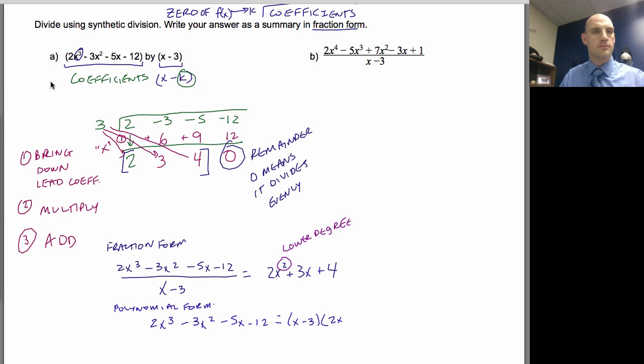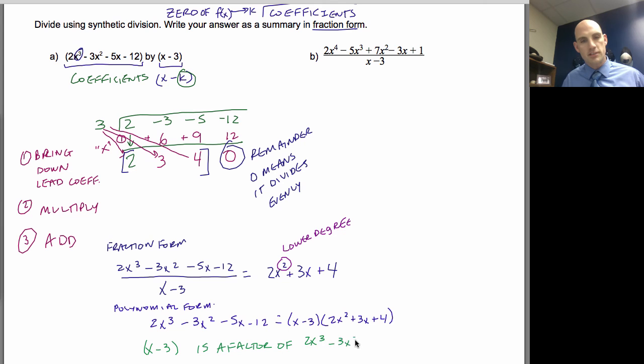2x squared plus 3x plus 4. What does that mean? There's no remainder. So that means that x minus 3 is a factor of 2x cubed minus 3x squared minus 5x minus 12.